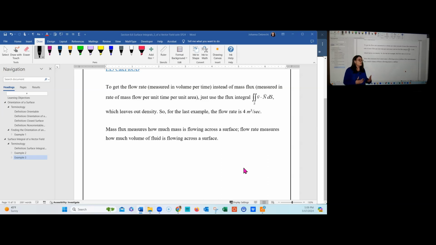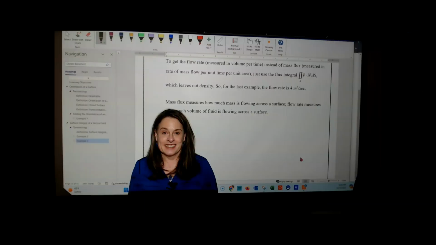Remember that mass flux measures how much mass is flowing across the surface or through the surface. Flow rate measures the volume of fluid flowing across or through the surface in the direction of the normal vector.